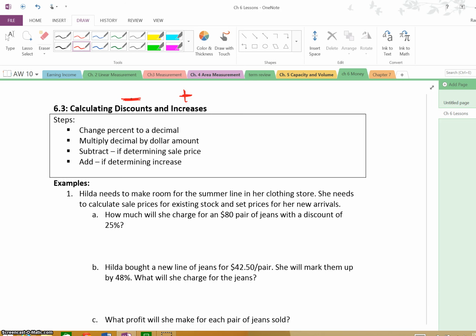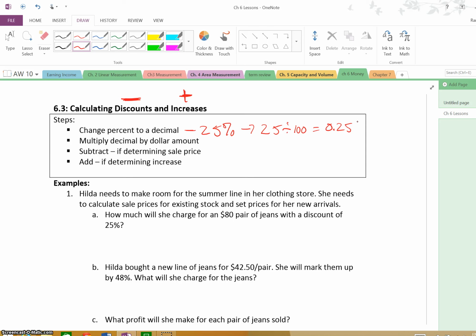So here are the steps when we're calculating our discounts and our increases. The first two steps are the same regardless of whether it's a discount or an increase. First thing you need to do is change your percent to a decimal. So for example, if I'm selling something at 25% off, you always take the percentage and divide it by 100. And that will convert it to a decimal for you. Even if it's like 25.3%, you still take the 25.3 and divide it by 100. That will give you the percentage as a decimal.